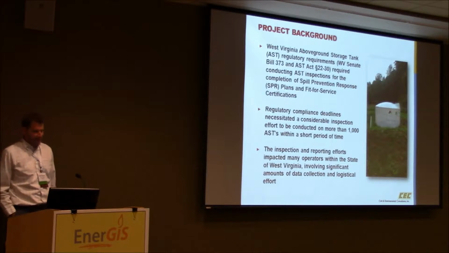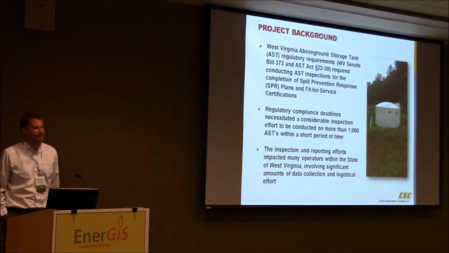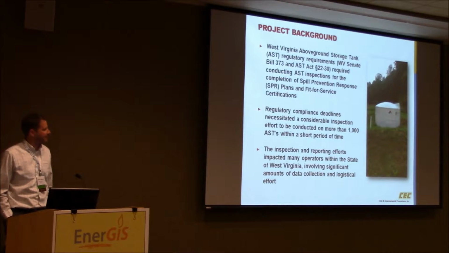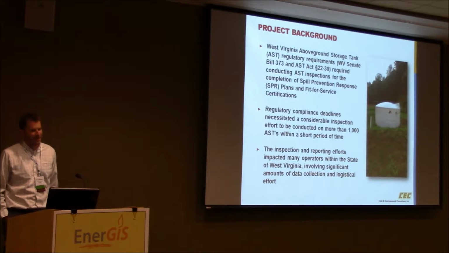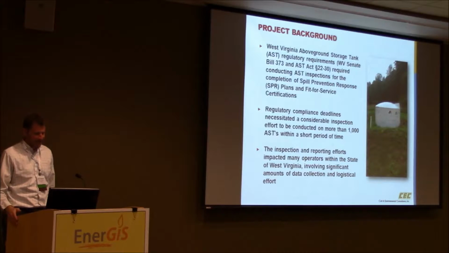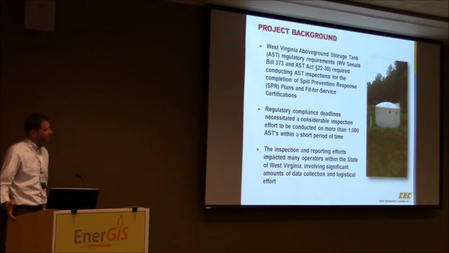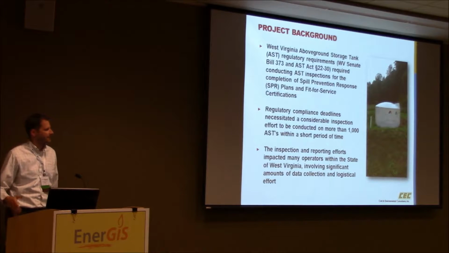So we're talking about ASTs, which are above ground storage tanks, which are obviously very prevalent in the oil and gas industry, but also other industries that have these tanks. So they're above ground structures. They hold different types of fuel, it could be frac water, different types of fluids. And they are regulated in various ways across the country.